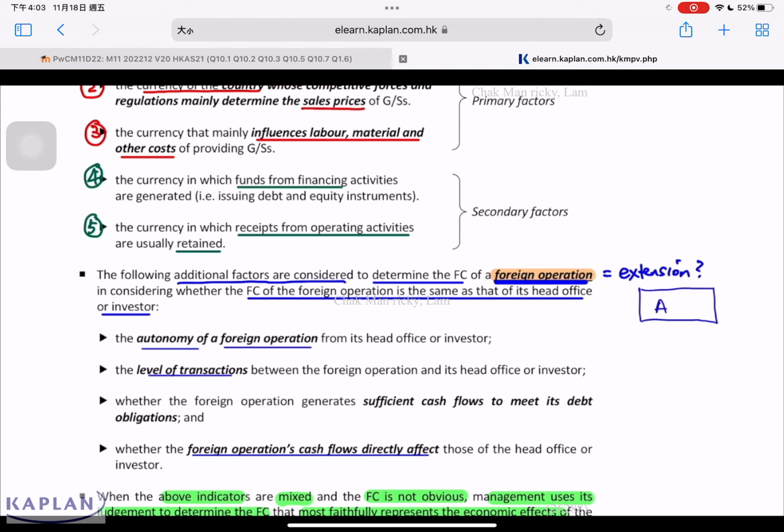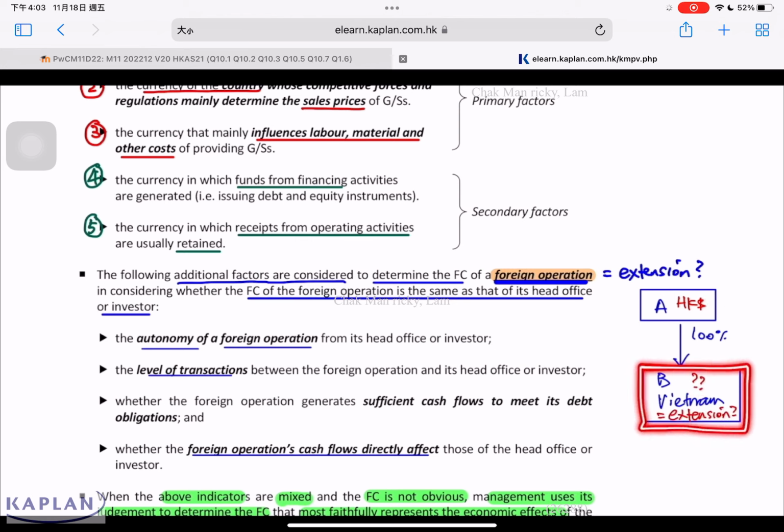Take for example, A sets up a company B in Vietnam, 100% owned. The parent's functional currency is Hong Kong dollar. What is the functional currency of the Vietnam subsidiary? Should the Vietnam subsidiary's functional currency be the same as the parent? Or should the Vietnam subsidiary consider its own functional currency? Is the Vietnam operation considered an extension?